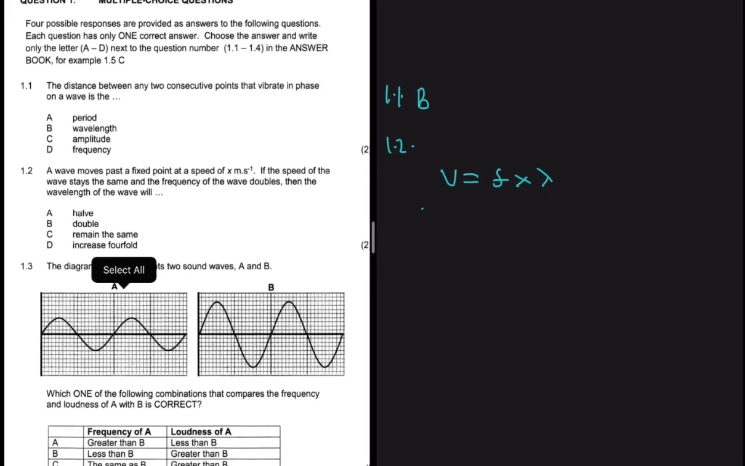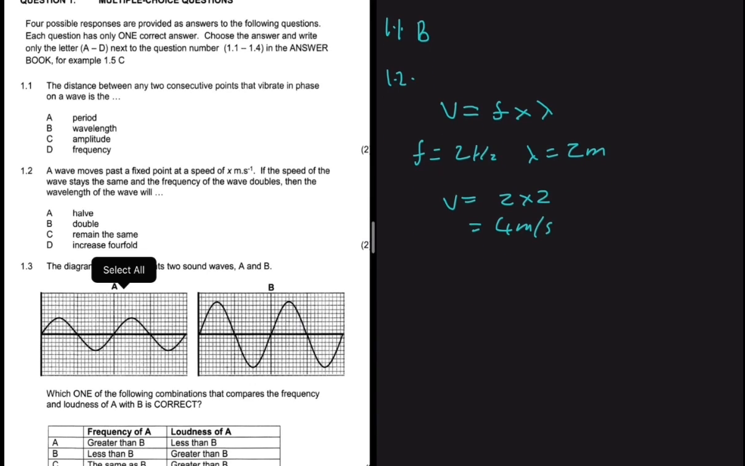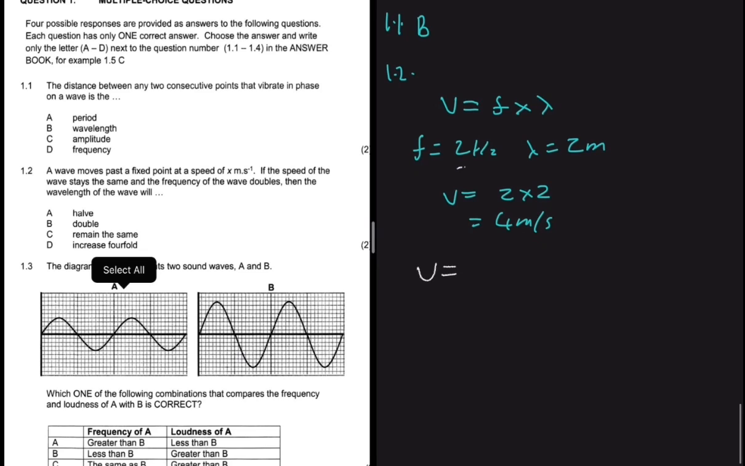Let's say our initial frequency was 2 hertz, and our wavelength was 2 meters. So V would be 2 multiplied by 2, which equals 4 meters per second. But now the frequency has been doubled, while the velocity remains the same. So instead of 2, we're going to have 4 hertz, and we need V to still be 4 meters per second. So the wavelength now has to be 1 meter so that the velocity remains 4 meters per second.